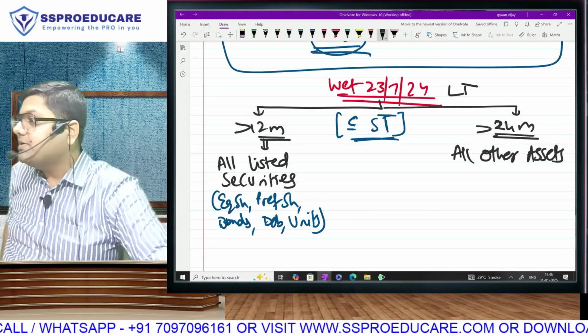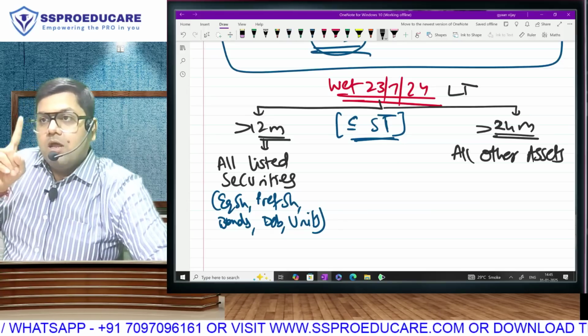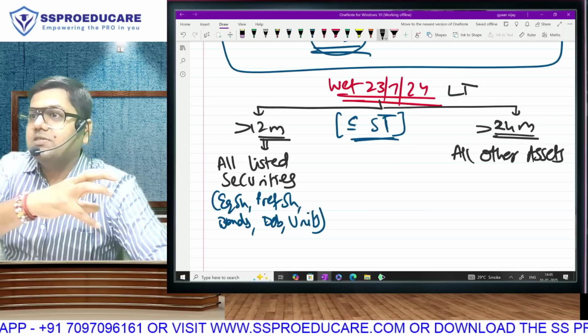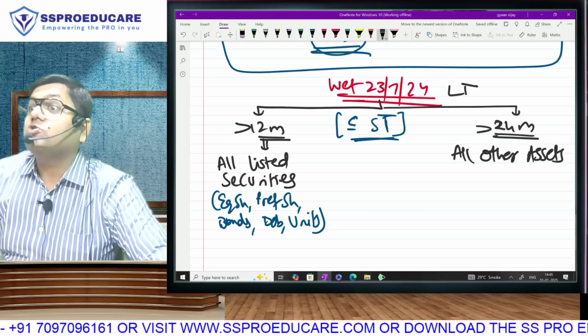But next year, if I am teaching a May 26 student, I'll take 5 minutes. Long term, so tax benefit. When will it become long term? 12/24. Listed securities 12, everything else 24. Chalo, let's go to question number 2.